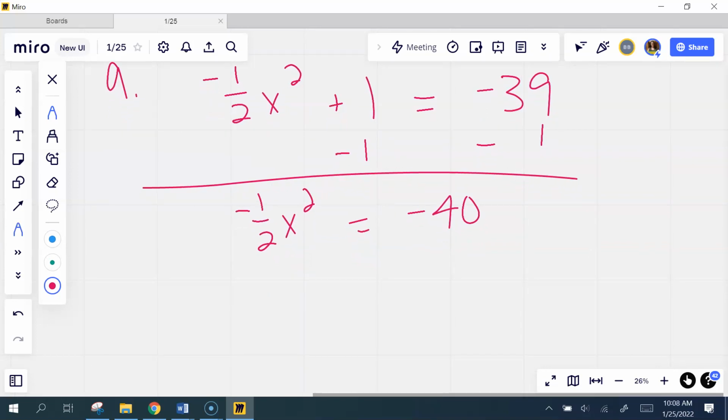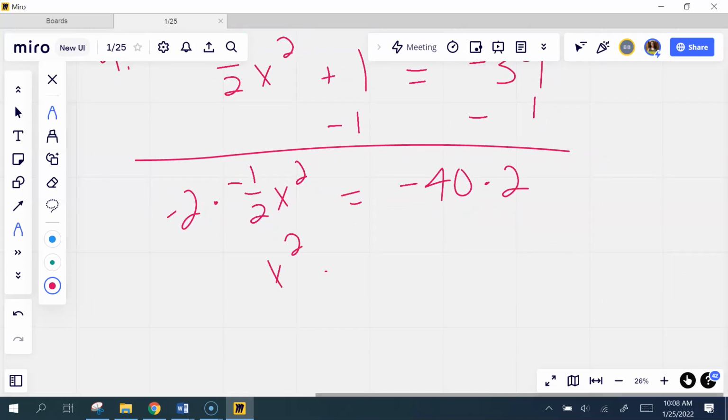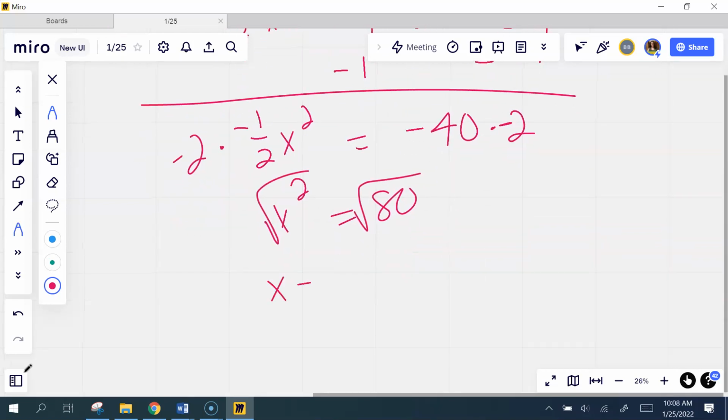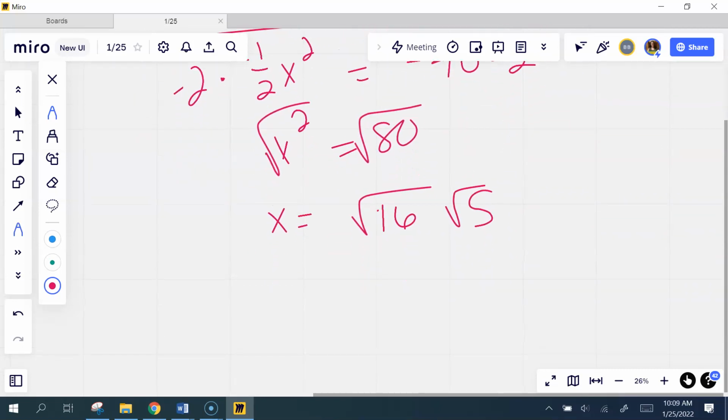How do I get rid of that 1/2? Flip it, multiply by the flip. Aiden, I hope you got this because you're really into that phone. So I've got x squared equals positive 80, yes? Now what else? I got to do the square root and I got to simplify that 80. So what's the biggest perfect square I can divide 80 by? 16. 16 and what? 5. And the square root of 16 is, of course, 4. So I get plus or minus 4 root 5.